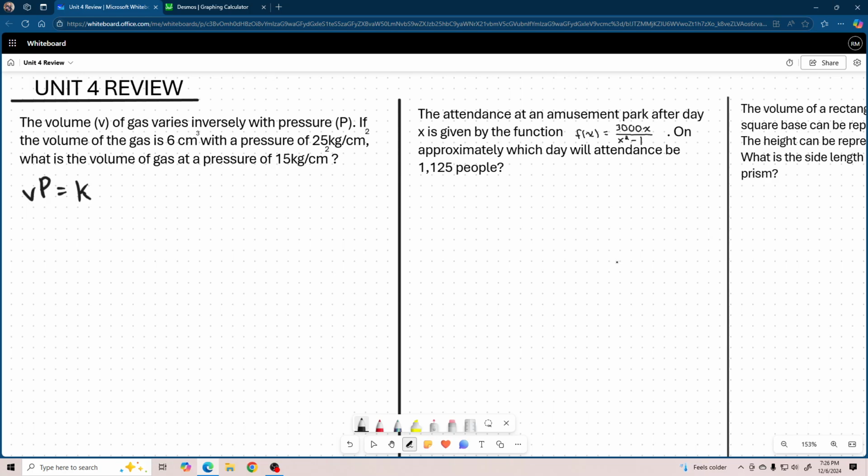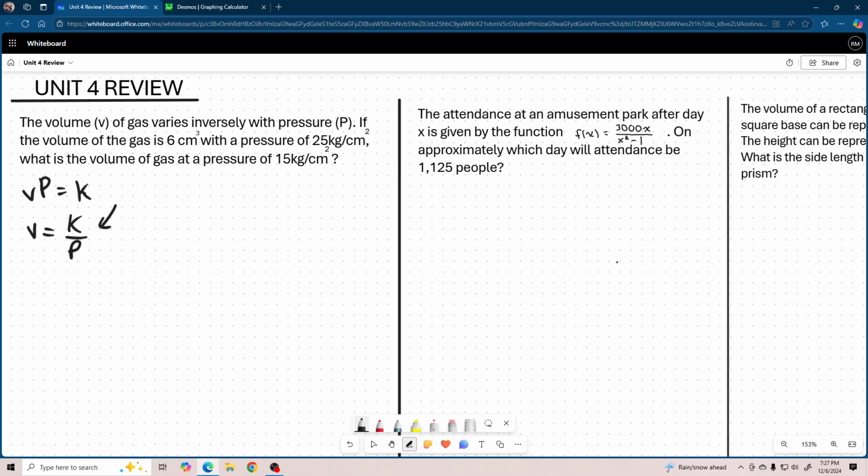We can also look at this in a way that will help us more for this problem. We know it's 6 centimeters at a pressure of 25 kilograms per centimeter squared, and on the other one we already know the pressure, so we're actually solving for the volume. So we want to put the volume on one side: the volume equals, if we divide both sides by P, K over P. And this here is the one that's going to help us a little bit more. All right, so let's use the formula here first.